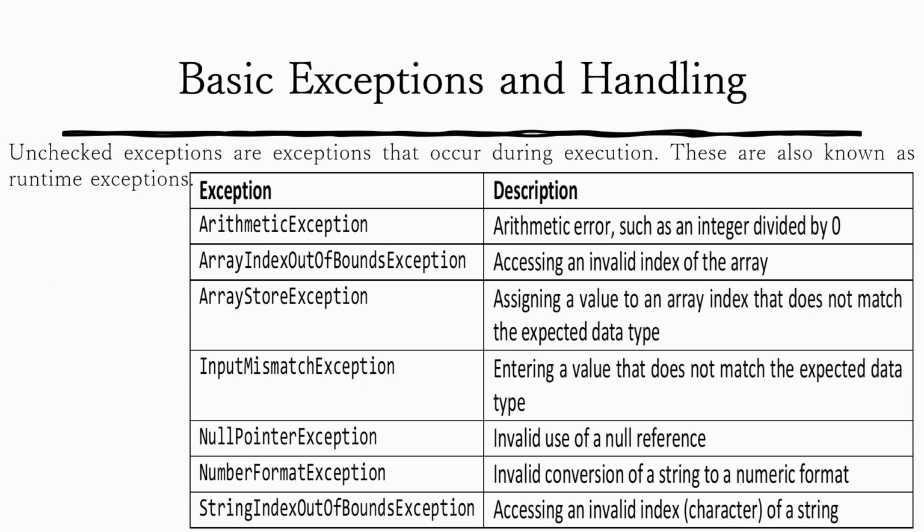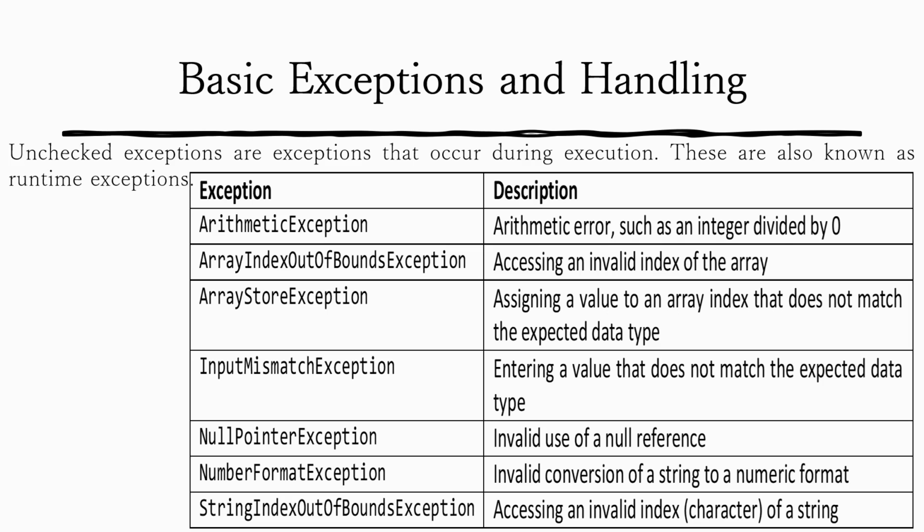Unchecked exceptions are exceptions that occur during execution. These are also known as runtime exceptions. Command number 1, ArithmeticException. This command is defined as an arithmetic error, such as an integer divided by 0. Command number 2, ArrayIndexOutOfBoundsException. This command is defined as accessing an invalid index of an array.